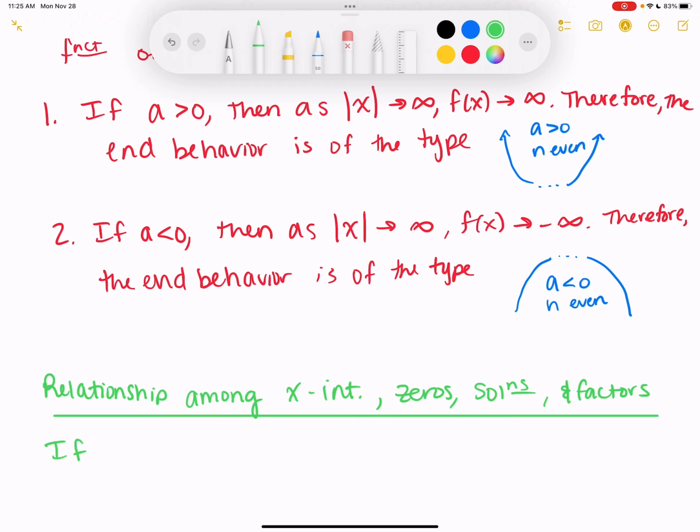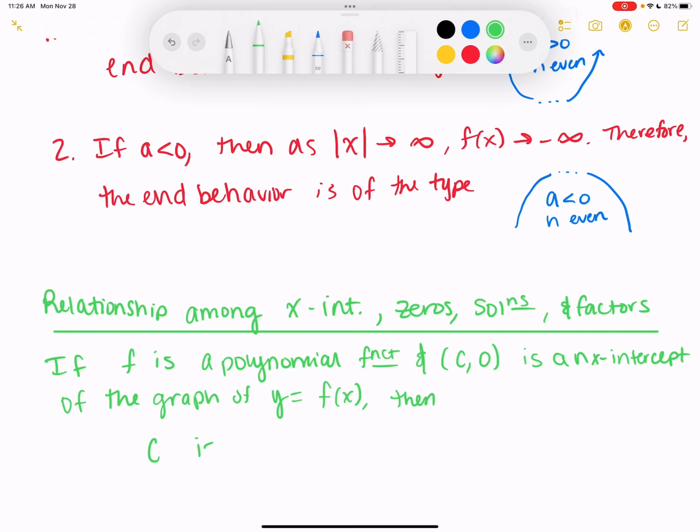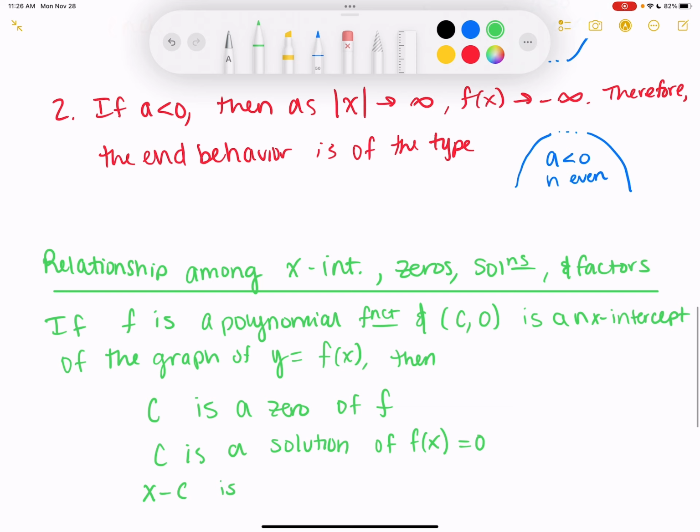If f is a polynomial function and you have the point (c, 0) is an intercept, specifically an x-intercept of the graph of y equals f of x, then c is a zero of f, c is a solution of f of x equals 0, and x minus c is a factor of f of x.